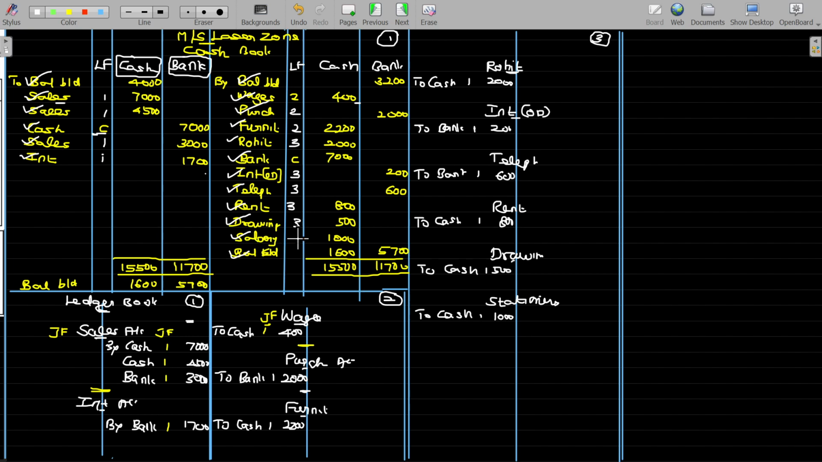Now you will be able to understand the application of ledger folio and why we use the C also. When I use the term C, then it represents that further transfer will not be happening. Clear? Come on, make a note of it.